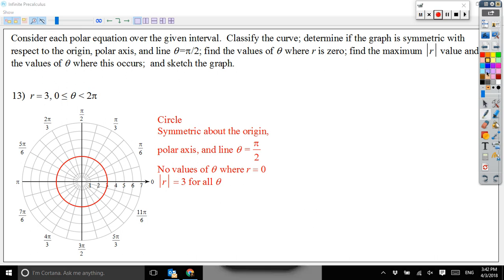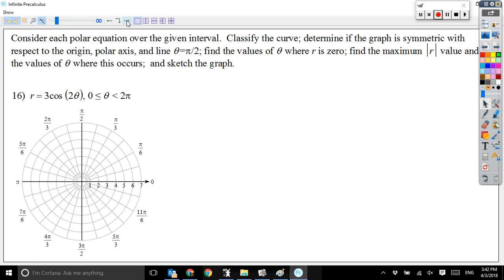Now they give you a lot of information here that we do not need. All I really need you to know how to do is say that is a circle. That's it.